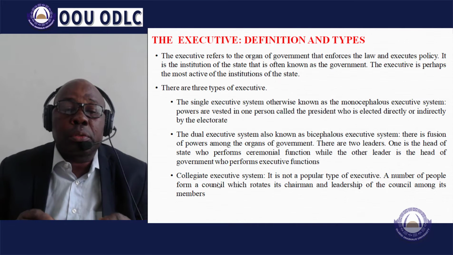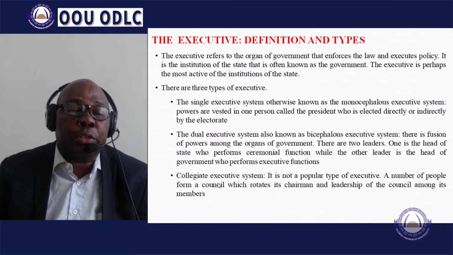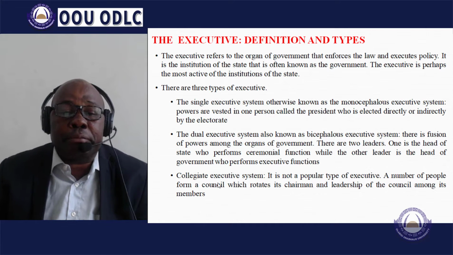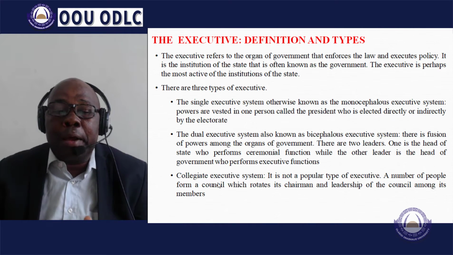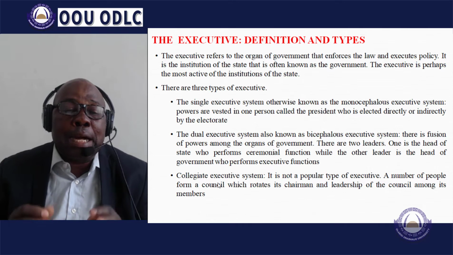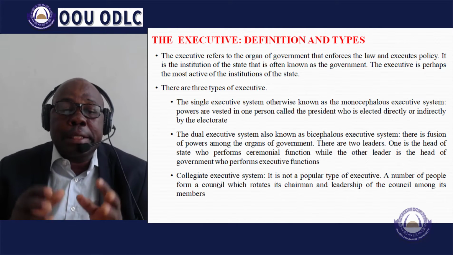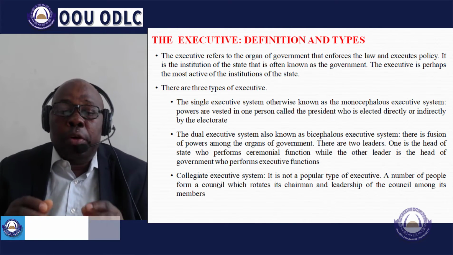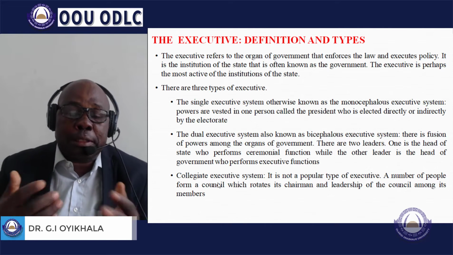who performs executive functions. The third one is the collegiate executive system. It is not a popular type of executive. A number of people form a council which rotates the chairmanship and leadership of the council among its members.